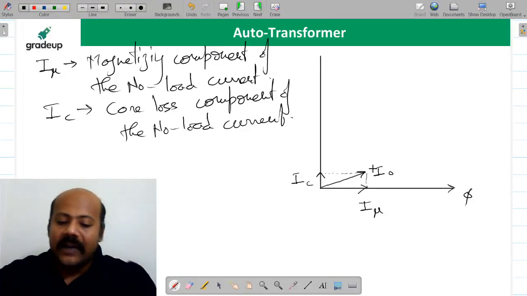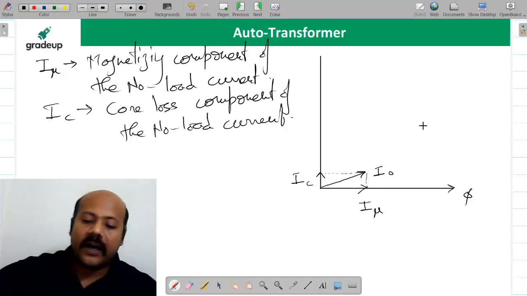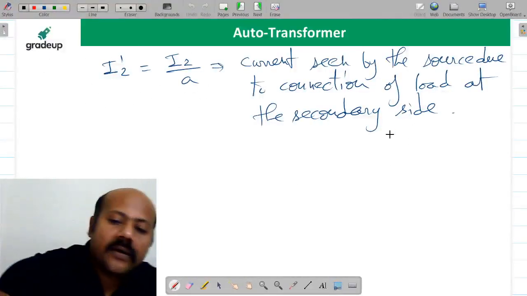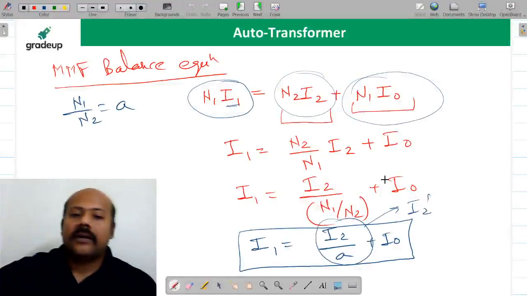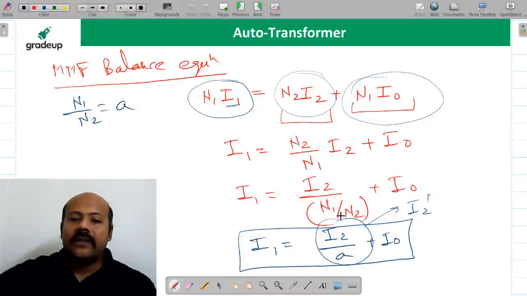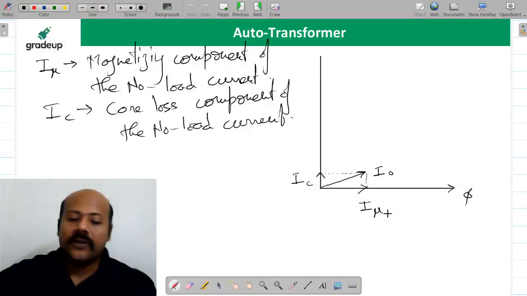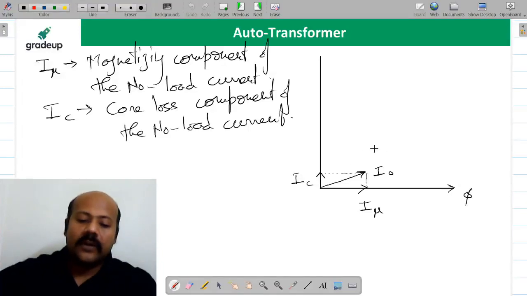Now this I0, the no load component of the current, just go back and see what the equation is. This is added with this component I2 dash. Where is I2 going to be? Just tell me. Suppose your I2 is somewhere here. This is your I2. Okay.